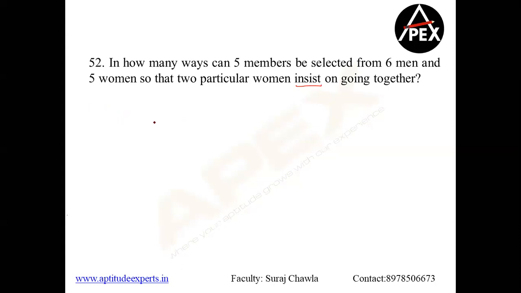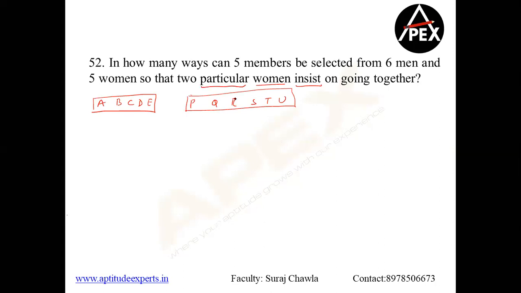are restrictions on friends. So this question says two particular women insist on going together. So let's say I have five girls, A, B, C, D, E. Okay. And I have six boys. Let's talk about P, Q, R, S, T, and U. Okay. Now out of these, right? Now two particular girls. Okay.